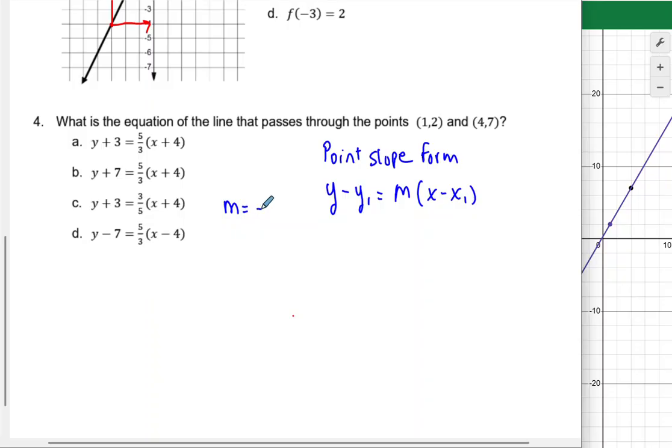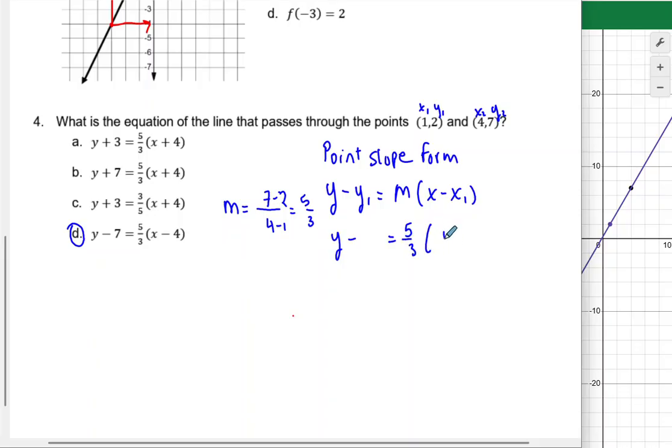So the slope formula says y2 minus y1 over x2 minus x1. This can be x1, y1, x2, y2. So y2 minus y1, so 7 minus 2 over 4 minus 1. Okay, and then we're going to simplify. Okay, 7 minus 2, so that's 5 over 4 minus 1 is 3. That's where the slope part came from. I know this is the answer. And then the only other thing is 5 over 3.